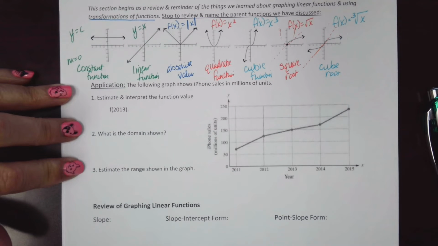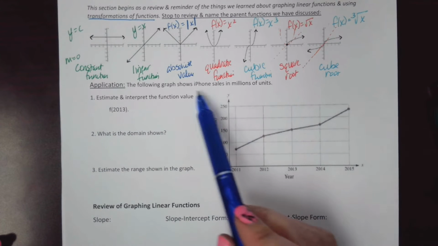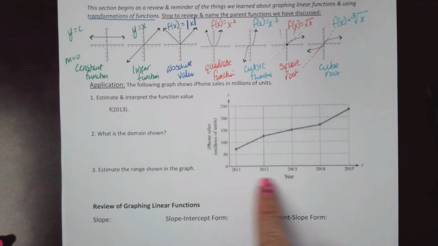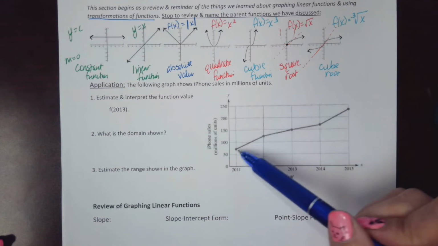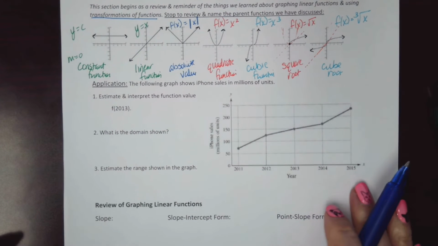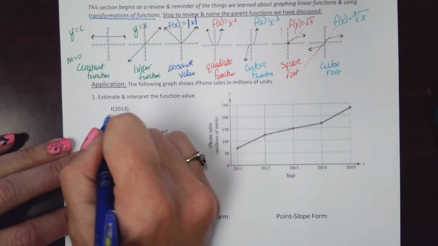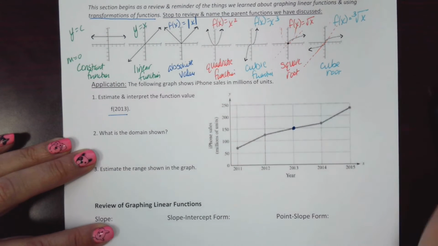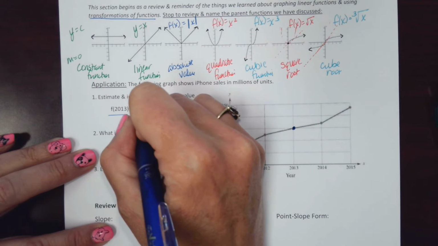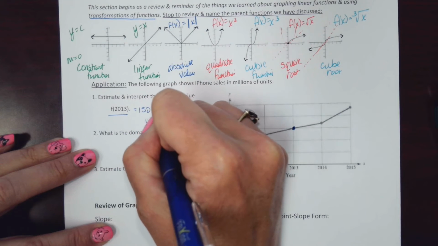We've got an application problem thrown in here because this is business college algebra and the whole purpose is to be able to apply this stuff. So here we go. The graph shows iPhone sales in millions of units, and you can see that we're looking at the years from 2011 to 2015. Millions of iPhones sold, obviously increasing as the market improves. It asks us to estimate and interpret the function value for f of 2013. Well, at 2013, it doesn't look like we really have to estimate. It looks like we can say in 2013, there were 150 million iPhones sold.